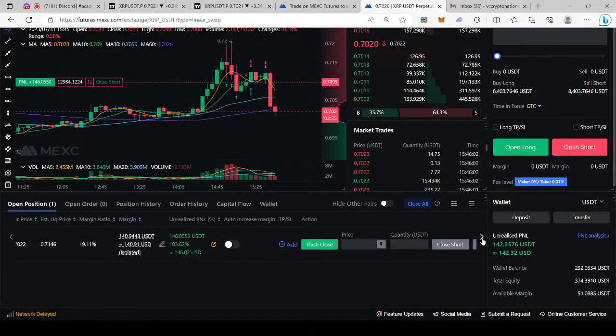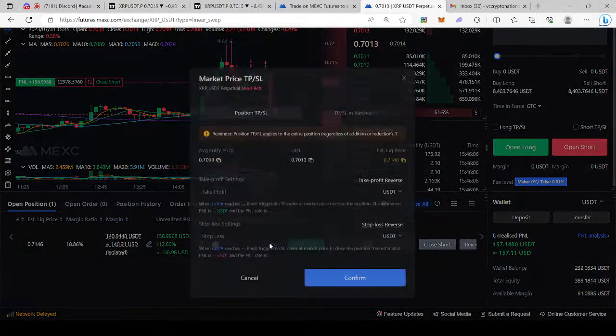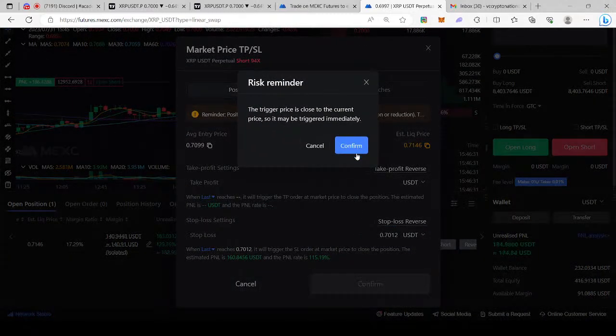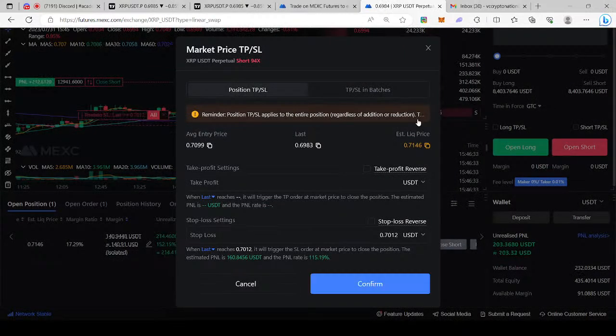So now I'm going to go over here and put a stop loss at the 0.070. Maybe we'll do 1. And the 1 hour is still heading up too. So I got this set for 115% profit.